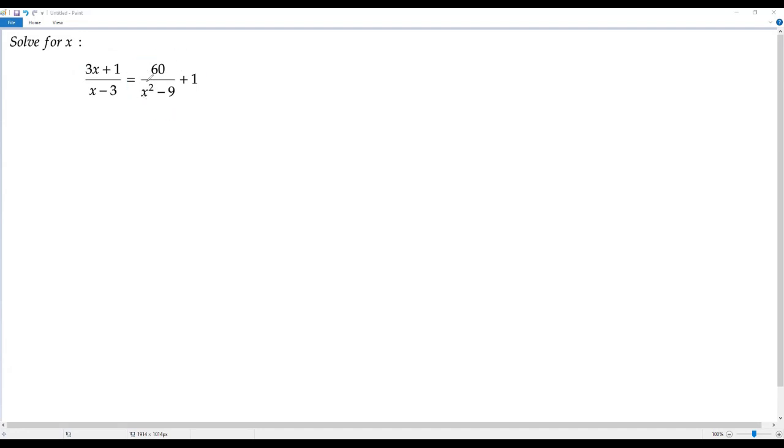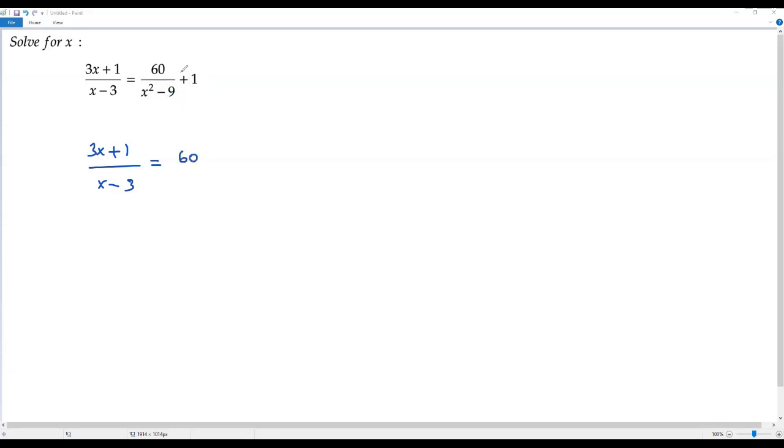the right side. That is, I'm going to add the fraction 60 over x squared minus 9 and 1. Okay, let me write the stuff on the left side as it is. That is (3x + 1) over (x - 3). So here on the right side, I'm adding a fraction and an integer. Whenever I want to add or subtract a fraction and an integer, what I have to do is multiply the integer by the denominator of the fraction. Once I'm done with the multiplication, I can take this denominator x squared minus 9 as a common denominator.